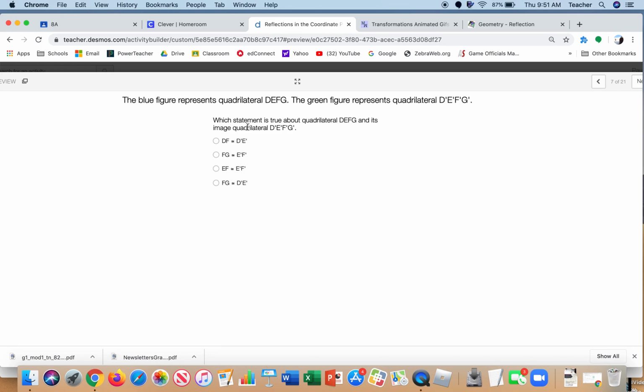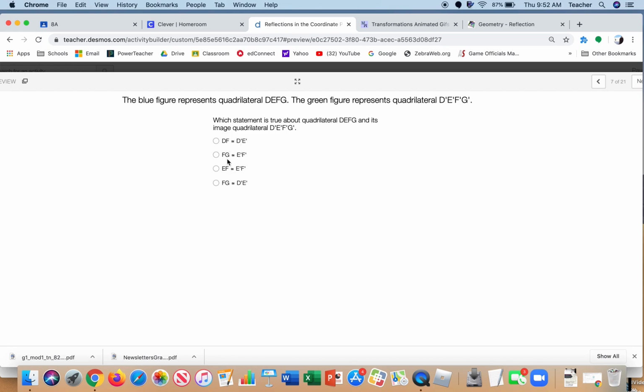And this one says, which statement is true about the quadrilaterals? Okay, now this time they're talking about side lengths. So again, the size and the shape stay the same. So this is talking about the size. So that means that the side lengths are congruent. I just got to find the same side lengths.